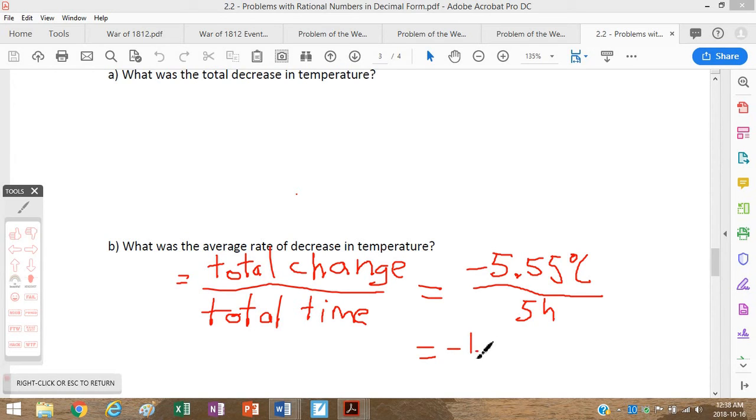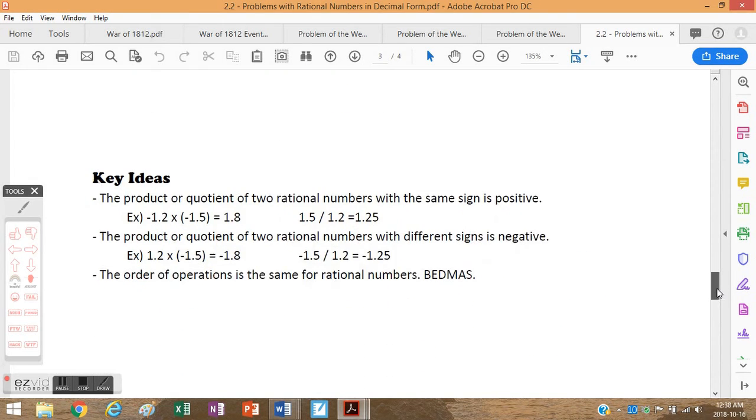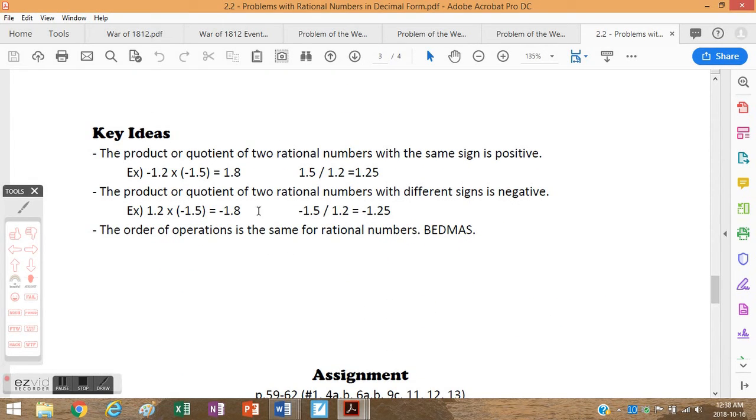Alright. So your job right now, look at the key ideas here. Remembering, if you multiply or divide two rational numbers, if they're the same sign, negative or positive, your answer, the product, the quotient, is going to be positive. If they've got different signs and you're multiplying or dividing, again, your answer, your product or quotient, is going to be negative. A couple examples here.